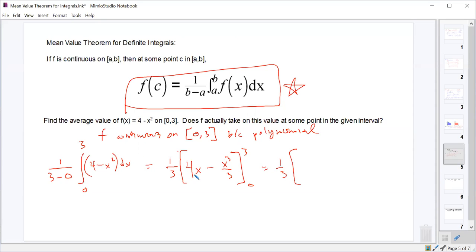So it's 1/3 of, when we plug in 3, 12 minus 27 thirds, or 12 minus 9, minus 0 minus 0. What is the average value of this function from 0 to 3? It's a third of 12 minus 9, which is 1. Everybody good with that?